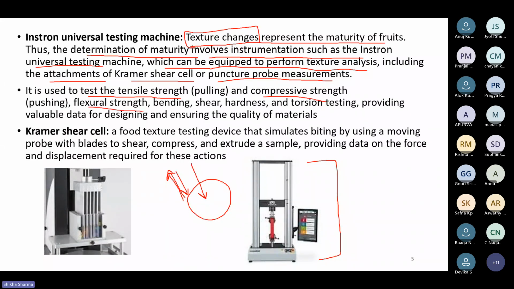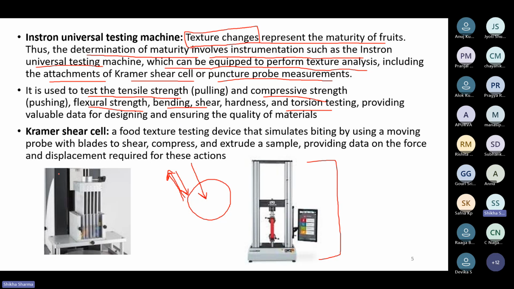This equipment is also used to measure fracture strength, bending, shear, hardness, torsion, etc. But all these are usually more relevant in a mechanical engineering system, where we want to measure the stiffness of any composite material. But here in food technology we need to measure the chewiness, hardness, springiness, cohesiveness, such terms from the universal testing machine or the texture analyzer.